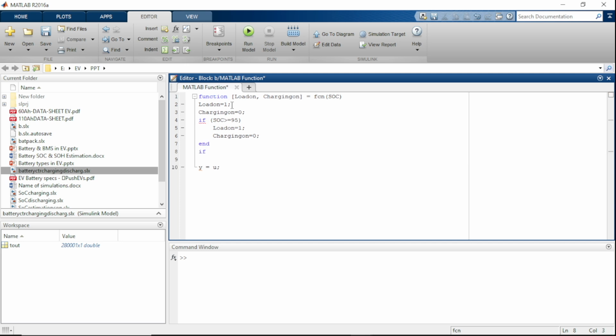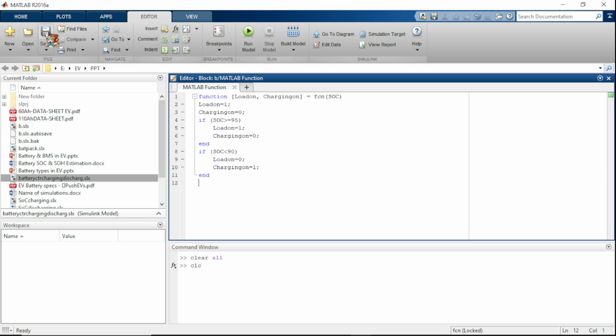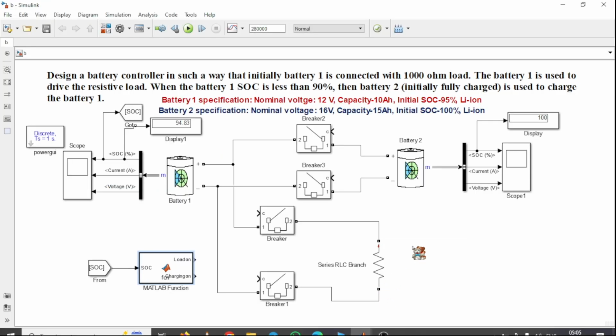Now the second case: if SOC is less than 90%, then load on equals 0 and charging on equals 1, and end. Very simple code. Just take the save option; it's already saved. Now I am going to the Simulink model.